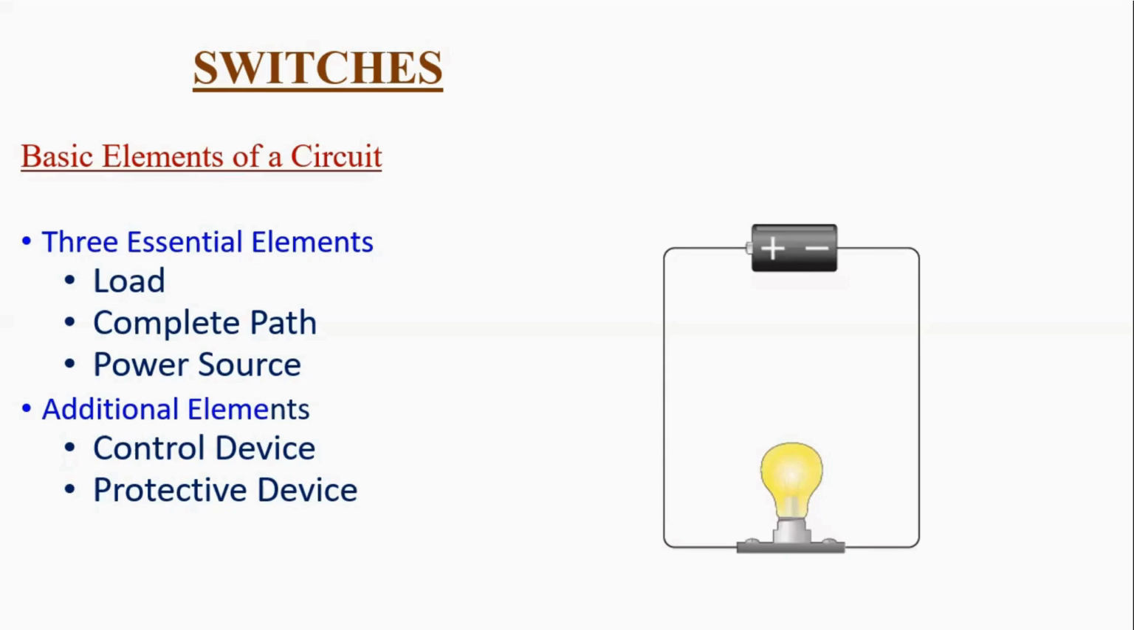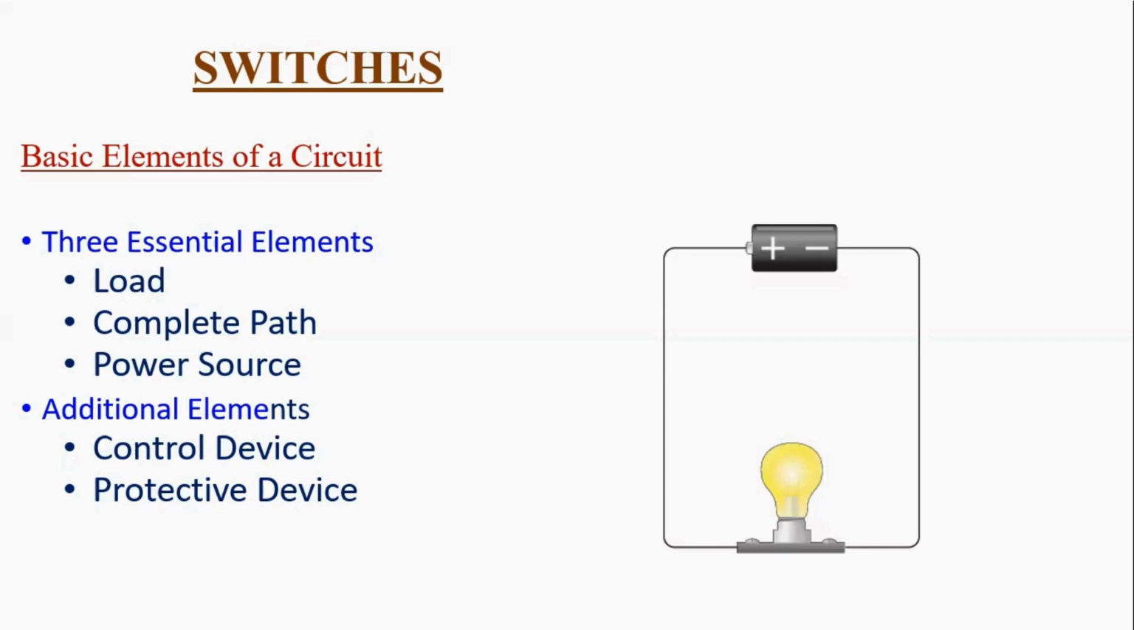So you can see in the slide, we have already learned that there are three basic elements of the circuit. Okay, one is load, complete path, power source. For this, you can refer to my old videos. In that, I have shown you what is load, what is complete path, that is conducting material, wires and all. And there is a power source, that is battery, AC, whatever it is.